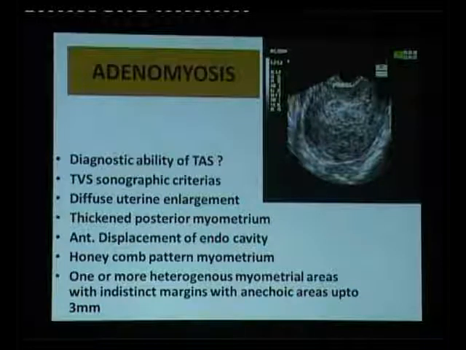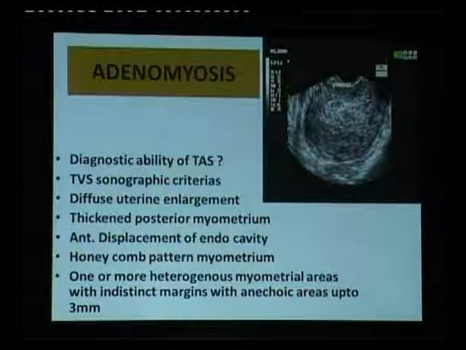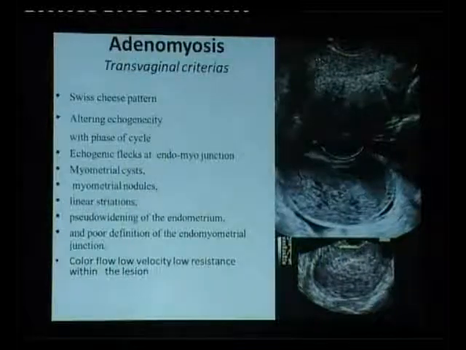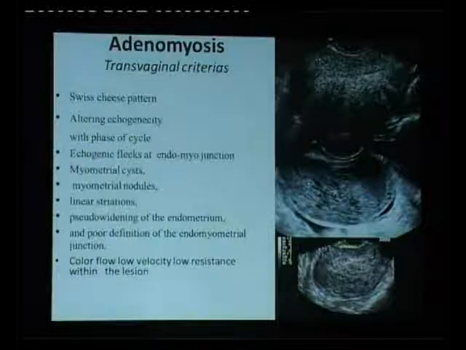And most of the time when you have fibroids and adenomyosis coexisting, it's sometimes very difficult even to identify the uterine cavity. And you can see here that there can be a honeycomb pattern of the myometrium, and one or more heterogeneous myometrial areas with very distinct margins with anechoic areas up to 3 millimeters, which we normally call the Swiss cheese pattern. Or a salt and pepper appearance, where you have cystic areas and normal areas interspersed between each other.